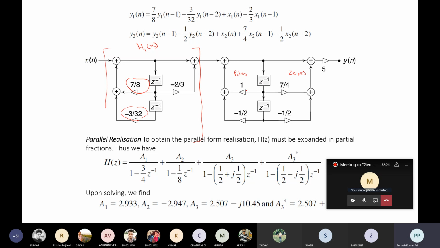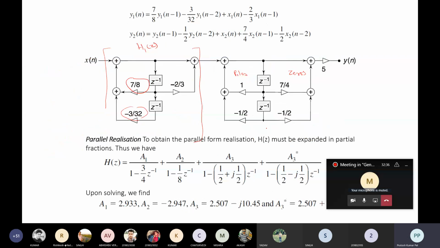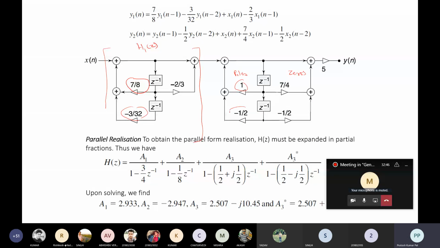For the poles, it is 1 minus, so the coefficient of z to the power minus 1 is 1. Here there is a plus 1 by 2, so in the coefficient part minus 1 by 2 will be taken. Similarly, in the zeros representation, if the coefficient is positive, positive will be used, and if it is negative, negative will be used. So this is how h2 of z will be represented.